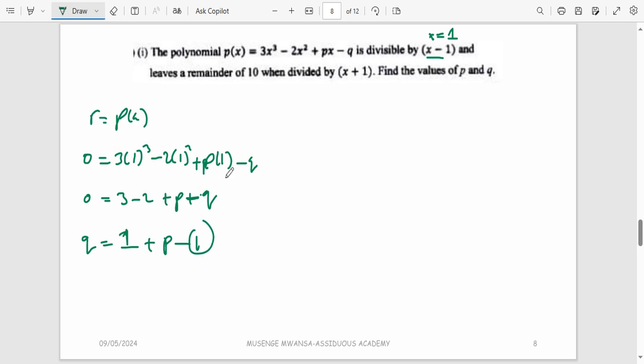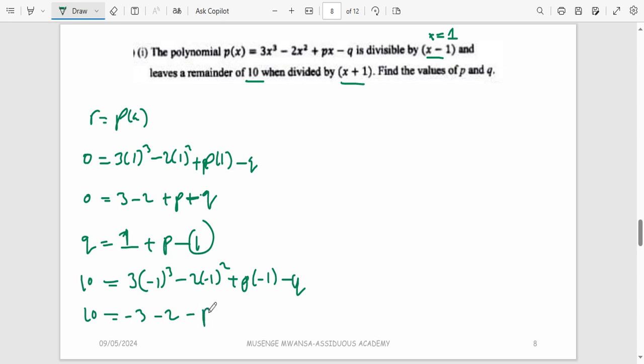This is equation 1. For the second one, we've been told that it leaves a remainder of 10 when divided by x plus 1. So if we equate x plus 1 to 0, we're going to find that it's -1. So where there's remainder, we're going to have 10. But this is when we are using where there is x, we put -1 to the power 3 minus 2 times -1 to the power 2 plus p times -1 minus q. So this is 10 is equal to -1 power 3 is -1 times 3 is -3, and then -2, and then negative p, then negative q. So this is going to be a negative 5. If you take it the other side, it becomes positive 5. So it will be 15.